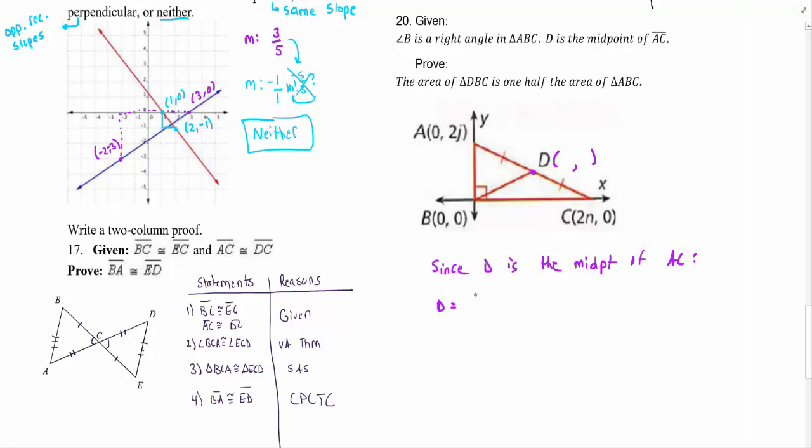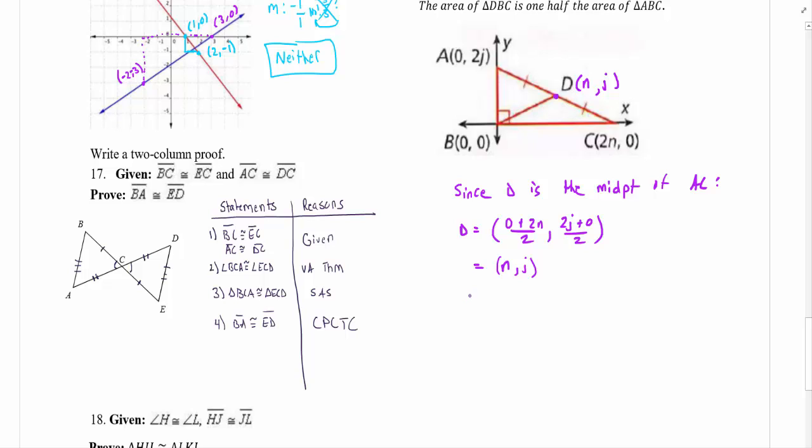D equals 0 plus 2n over 2, midpoint formula, guys, x1 plus x2 over 2. Add your x values, divide by 2. Add your y values, divide by 2 as well. I'm going to go 2j plus 0 over 2. That equals 2n over 2 is n, 2j over 2 is j. So I have (n, j).